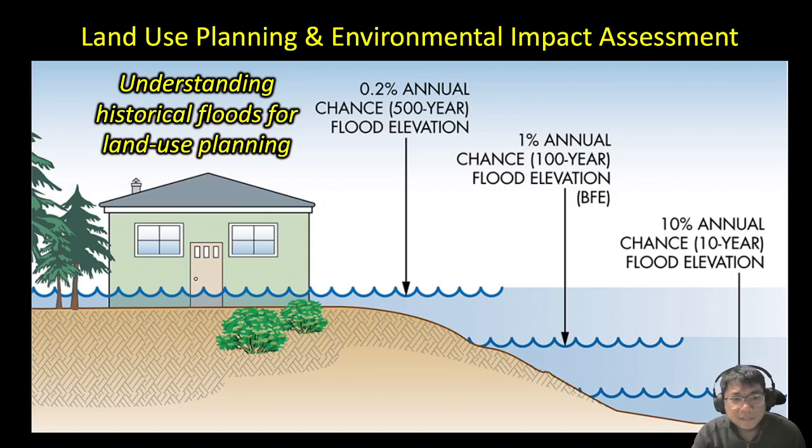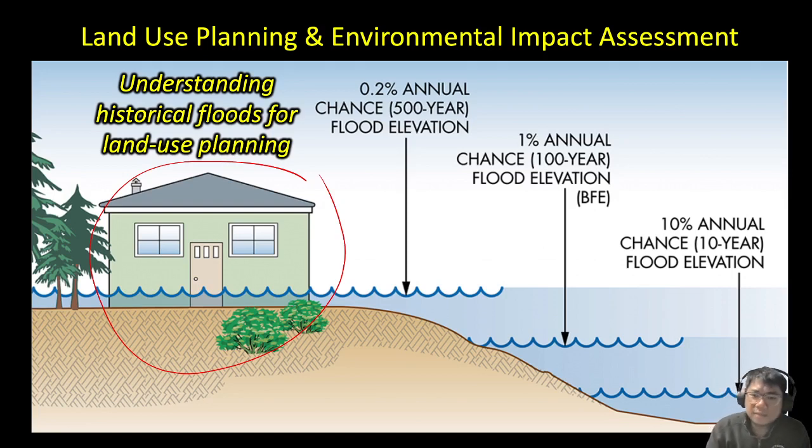Okay, this is another example of an illustration. When you would like to build a house, for example, you've got to think about the history of this area. All right, has there been major floods in the past? Okay, what is the chance of major floods in this area? So for example, here we have the 10% annual chance, the 10-year flood elevation. Okay, it would be right at that elevation. So we would be pretty much safe if we had a house right there.